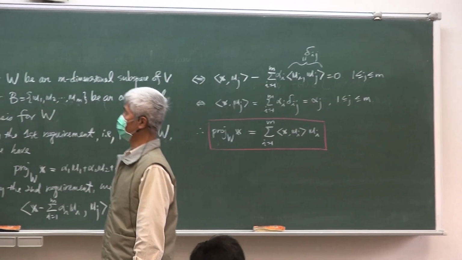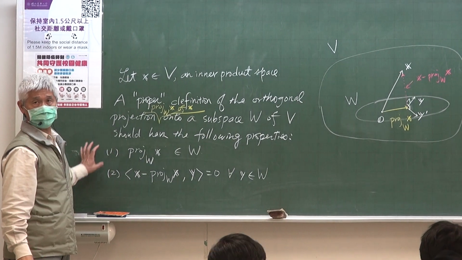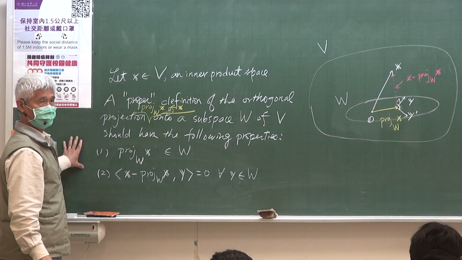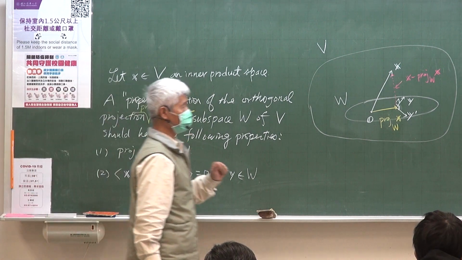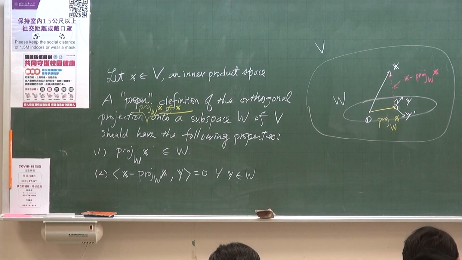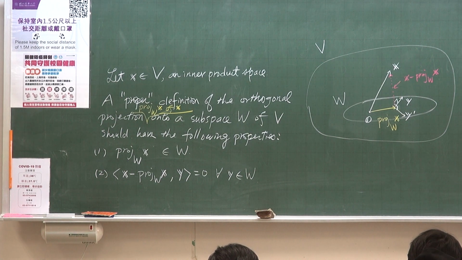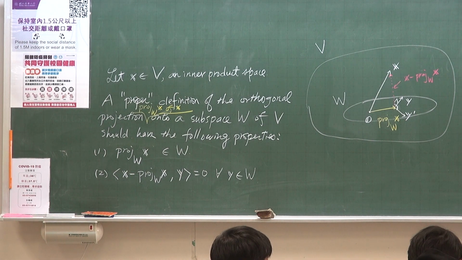So with such a definition, using two very reasonable requirements, we find that the orthogonal projection of a vector X onto a subspace W can be expressed in this way. And it is definite; this is the unique one, with the help of an orthonormal basis B for W. Any questions?